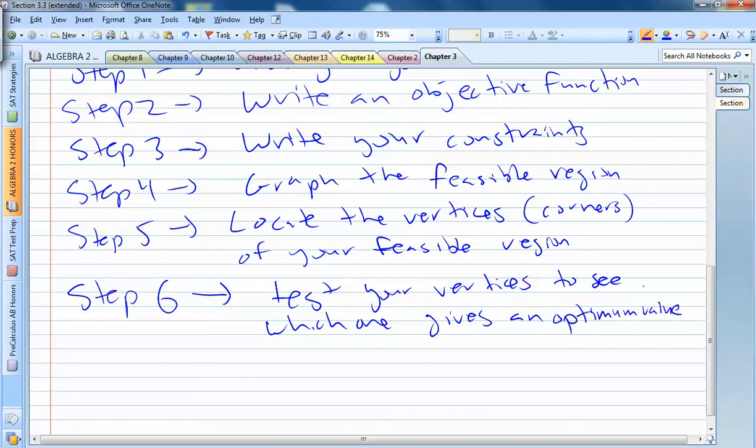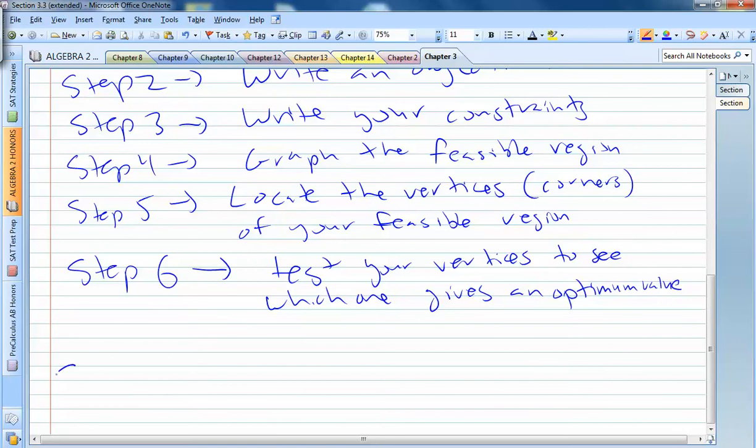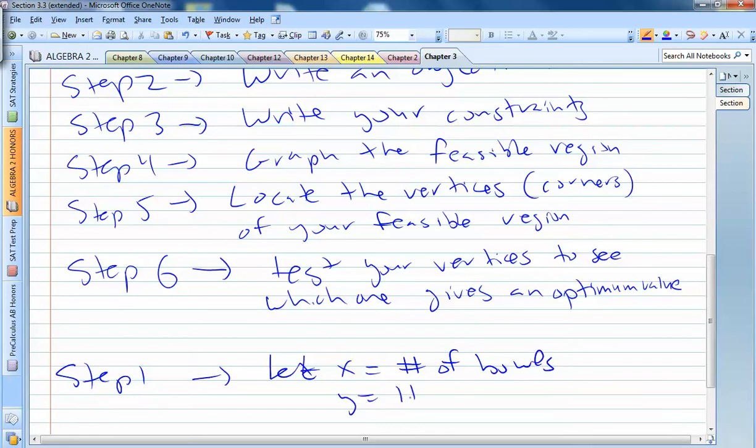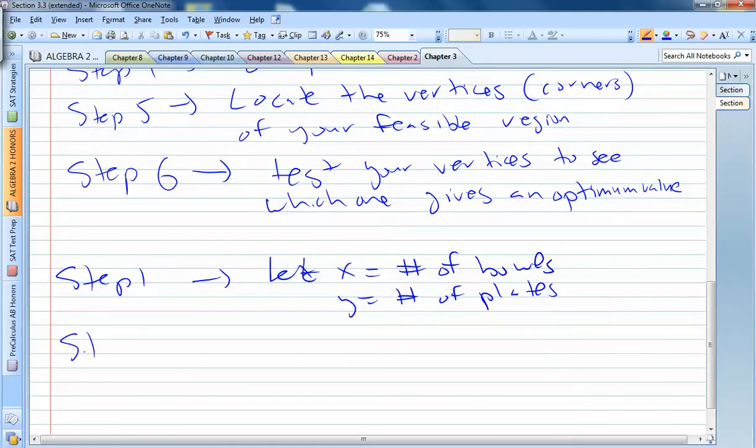Okay, so if we look at step 1, I'm going to let x equal the number of bowls. Actually, that's what they do in the book. And y equal the number of plates. Now, if you think about objective, what does the word objective mean? It means a goal. There's a certain goal you want. We want to make money.